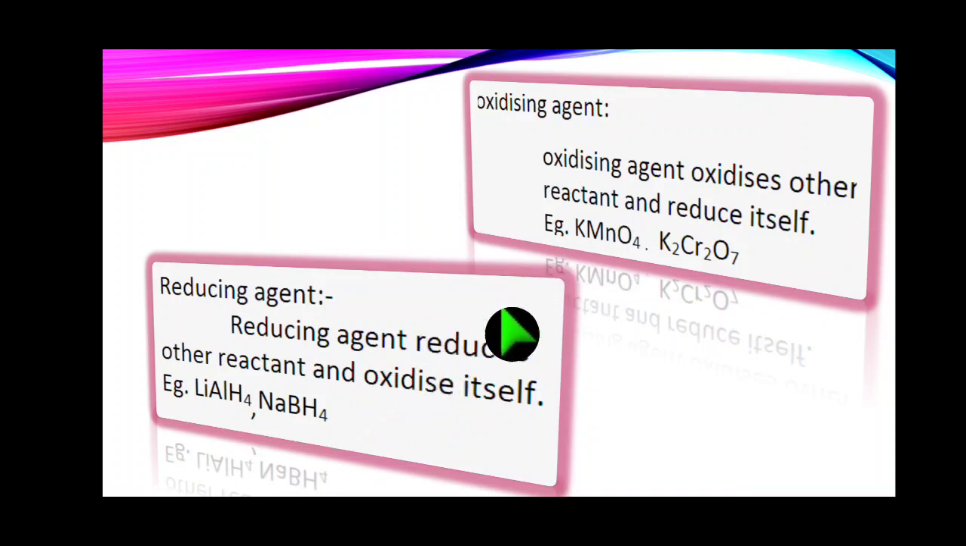One small tip we can use to find them easily: an oxidizing agent will have the maximum number of oxygen present. A reducing agent will have the maximum number of hydrogen present, because of addition of oxygen and addition of hydrogen. Addition of oxygen means oxidation. Addition of hydrogen means reduction. So when we use an oxidizing agent on another chemical compound, the oxidizing agent oxidizes the other reactant but reduces itself.